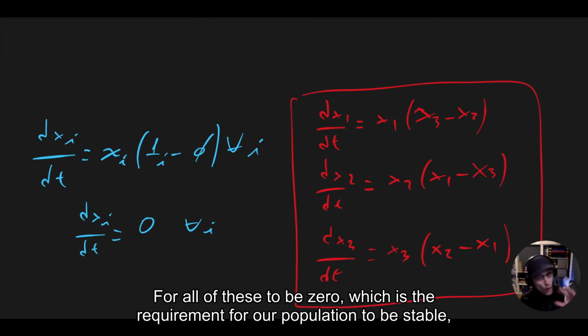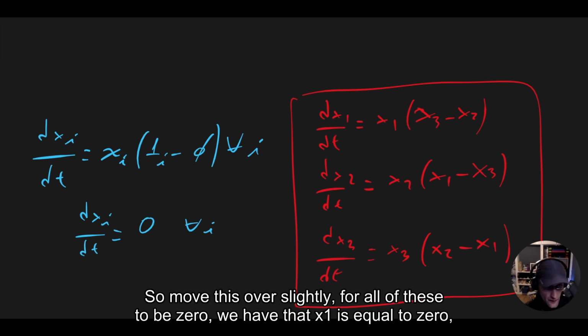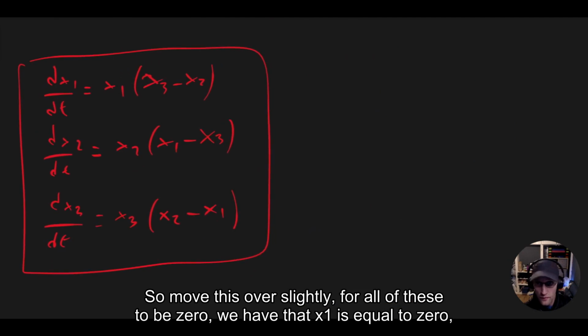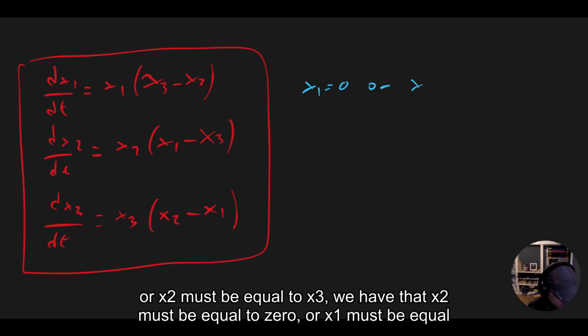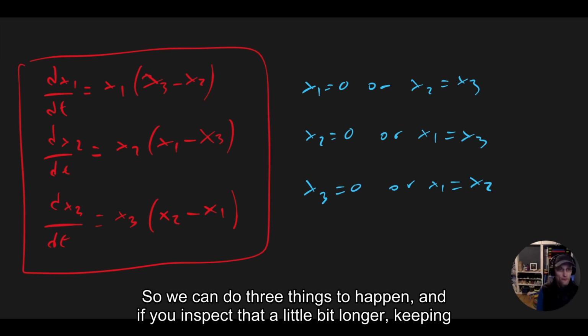scissors. Now, for all of these to be 0, which is the requirement for our population to be stable, we have a couple of things that must happen. For all of these to be 0, we have that x1 must equal 0, or x2 must be equal to x3. We have that x2 must be equal to 0, or x1 must be equal to x3, or x3 must be equal to 0, or x1 must be equal to x2. So we need those three things to happen.